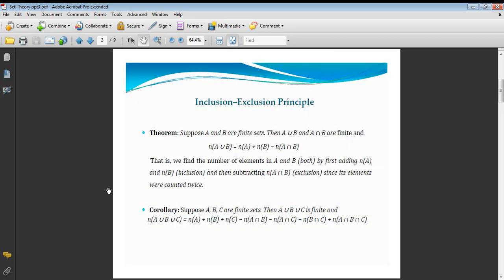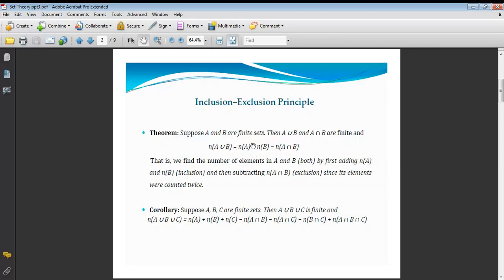So today we will start the inclusion exclusion principle. According to this principle, suppose there are two finite sets, capital A and capital B. Since these are finite, their union and intersection both will be finite. And the cardinality of A union B is equal to n of A, the number of elements in A, plus the number of elements in B, minus the number of elements in A intersection B.